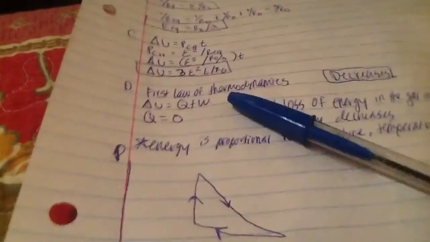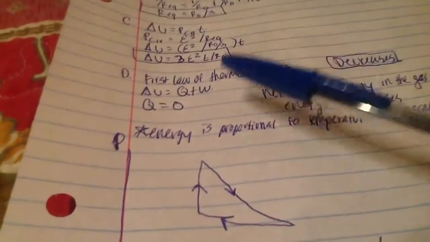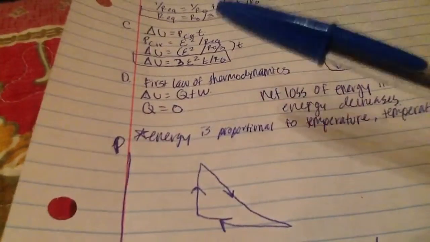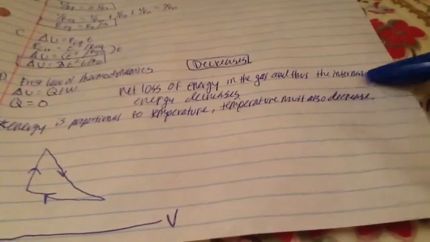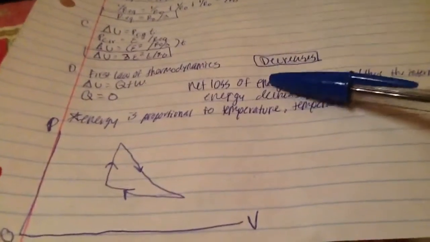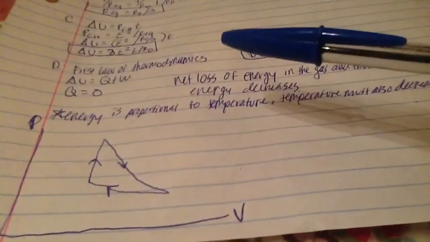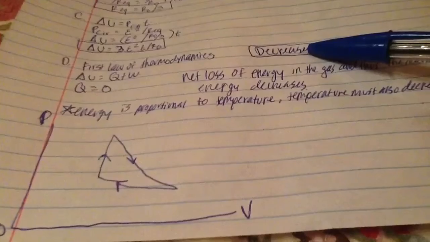And now for D. Okay, so basically we're going to use the first law of thermodynamics, which is delta U equals Q plus W. We know that Q equals 0. So for right here, the net loss of energy in the gas, and thus the internal energy, decreases. Because since temperature is decreasing, so is energy, because energy relies on heat. So since Q equals 0, energy will go down. So your answer for D would be decreases.